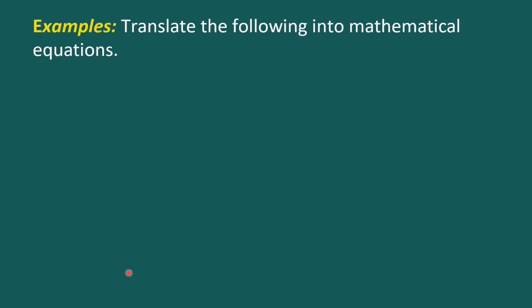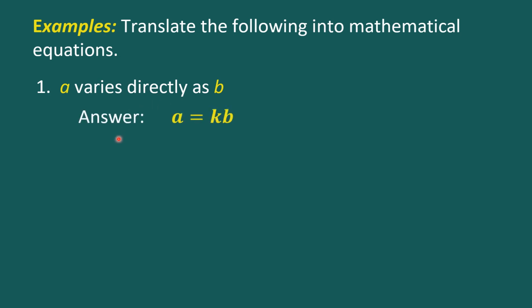Let us translate the following into mathematical equations. Let's have the first example. A varies directly as B. The keywords here are varies directly. So in equation, it would be A equals kB.